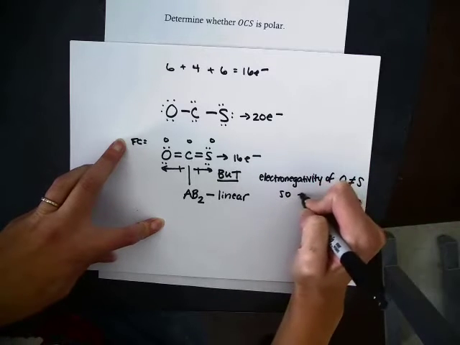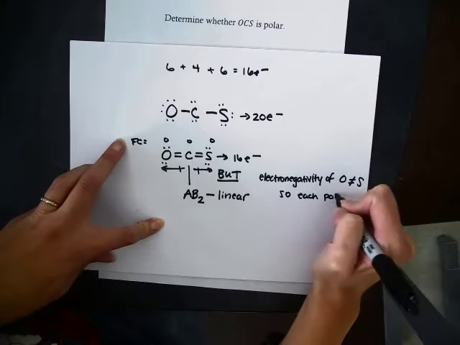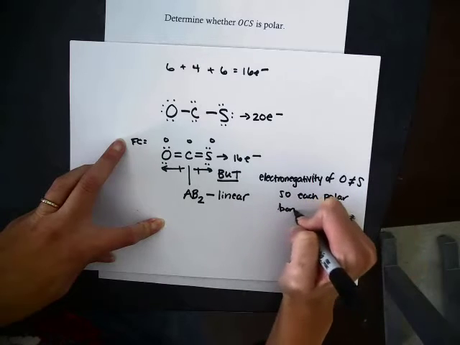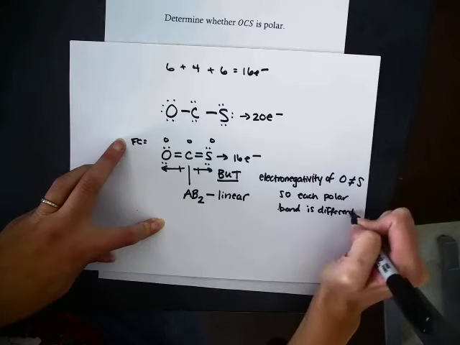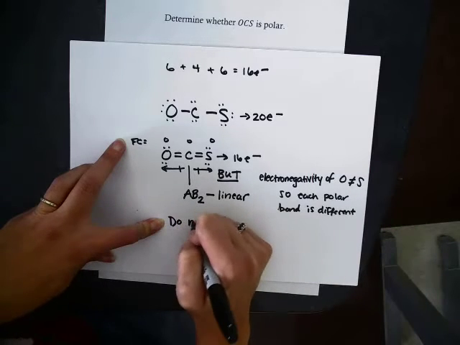Oxygen should be higher. So if they're not the same, then they would not cancel completely. And so this would be a polar molecule because the polar bonds are different.